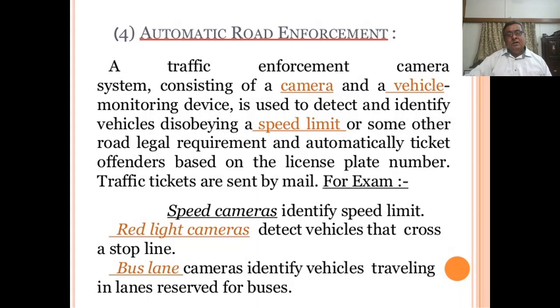Automatic road enforcement. A traffic enforcement camera system consisting of a camera and a vehicle monitoring device is used to detect and identify vehicles disobeying a speed limit or some other road legal requirements, and automatically ticket offenders based on the license plate number. Traffic tickets are sent by email. For example, speed cameras identify speed limit violations. Red light cameras detect vehicles that cross a stop line. Bus lane cameras identify vehicles traveling in lanes reserved for buses.